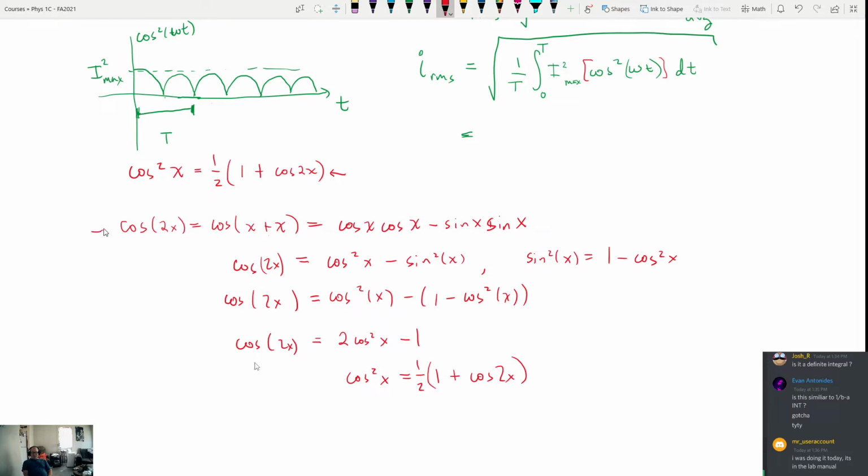And you get it from doing the double angle formula. The double angle formula gives you this, and you can rework it to get this. Okay, so I think that's right, and I'm pretty sure this is right because we had to use the double angle formula this morning in my 1B class.